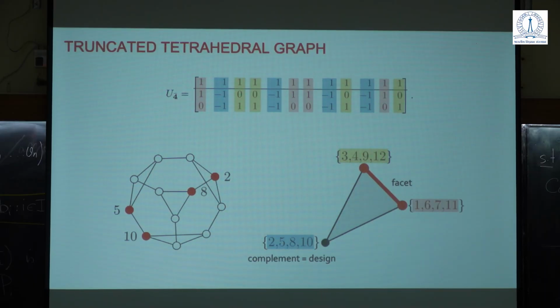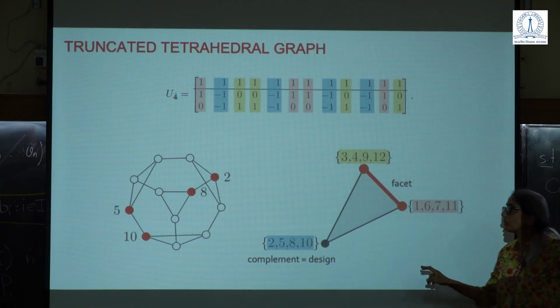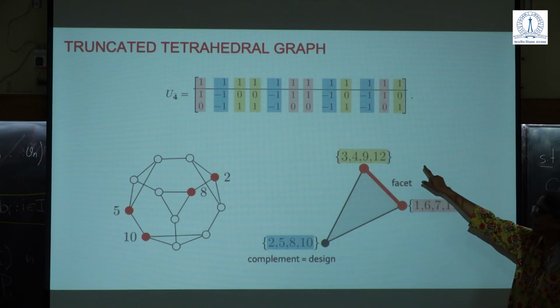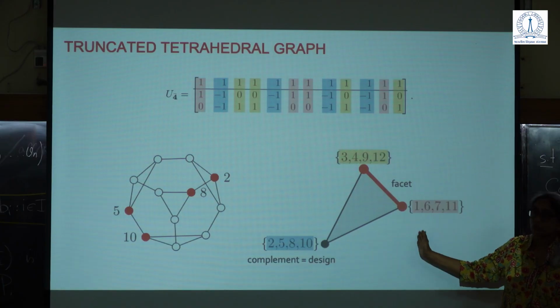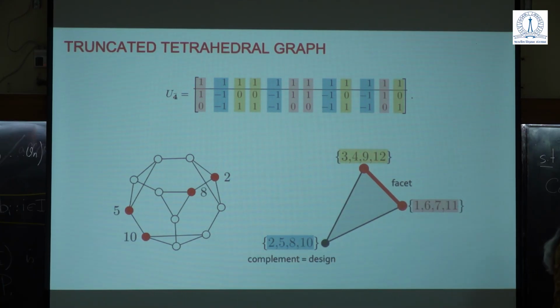Sorry, how should we think about this? No, you have to take all the indices. So let's pick this red facet. We already have one colored here. On this facet live vertices 1, 6, 7, 11, 3, 4, 9, and 12. All those vertices live on this facet, right? So the complementary index, which is 2, 5, 8, 10, should give us a design.